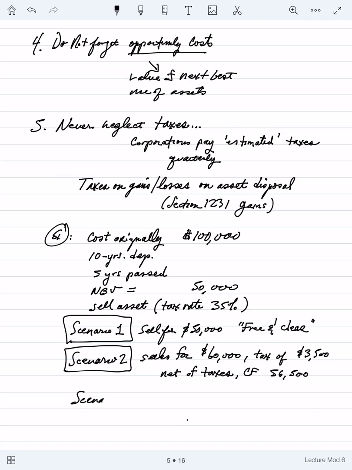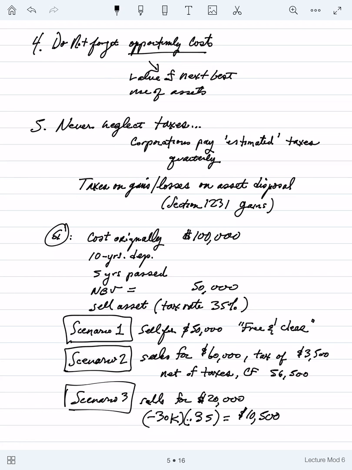Scenario 3. Let's say it sells for $20,000. Now the difference from the net book value is $30,000, right? So you've got a loss on the disposal. The loss is tax deductible. So now you have a non-cash charge, just like the depreciation expense. So this is going to lower your taxable income, right, by the tax savings. So you have a $30,000 loss, you have a 35% tax rate, so you have a $10,500 reduction in your tax obligations.